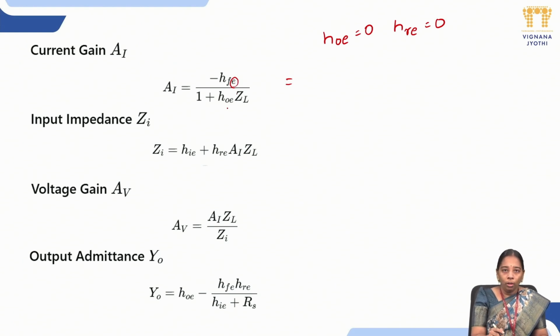How will we get this? Now we will check all four parameters. So this gives you HOE equal to 0.